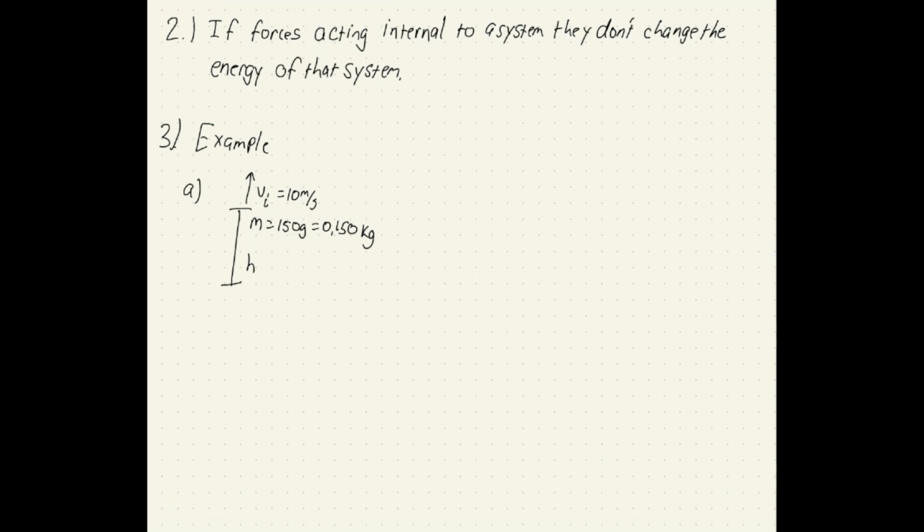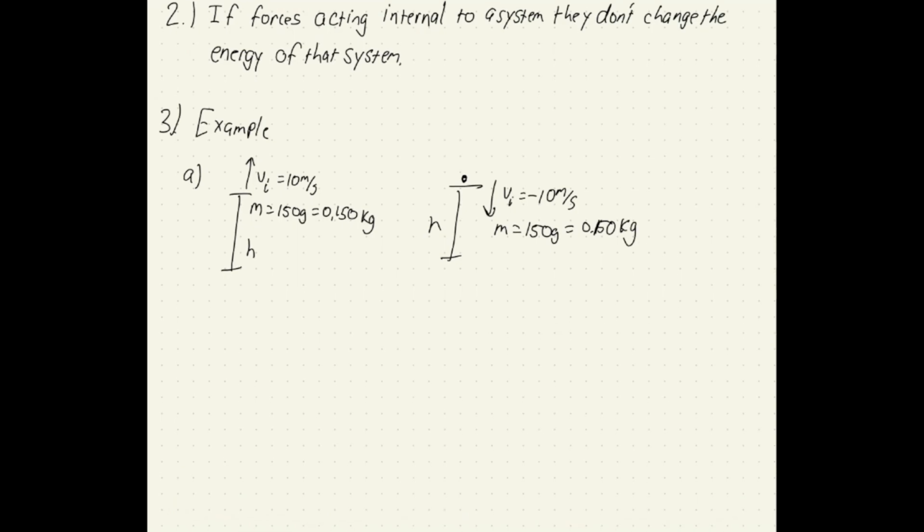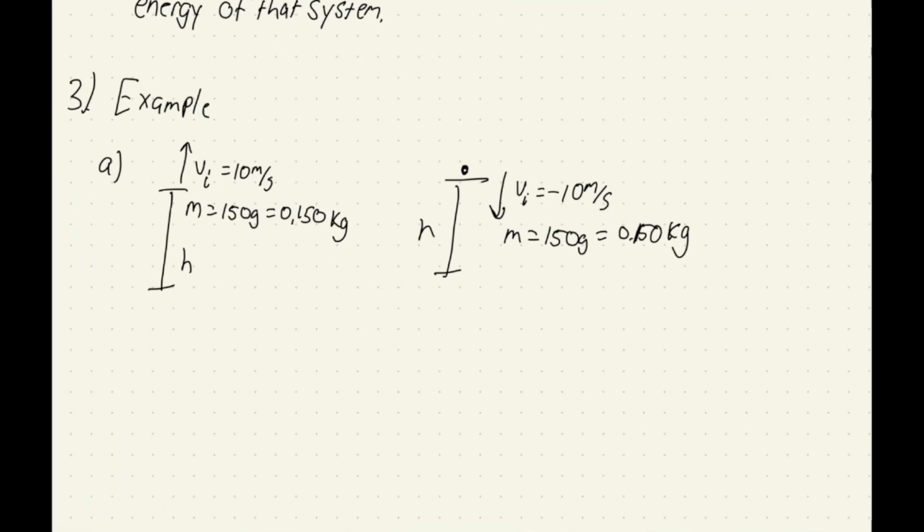That's my scenario one. For my second scenario, I'm going to start off at the same distance h above the ground, but now instead of throwing it up with 10 meters per second velocity, I will throw it down, and so my velocity initial is now negative 10 meters per second. My mass, it's the same ball, so it's still 150 grams or 0.150 kilograms.